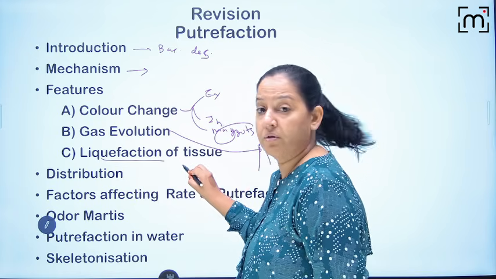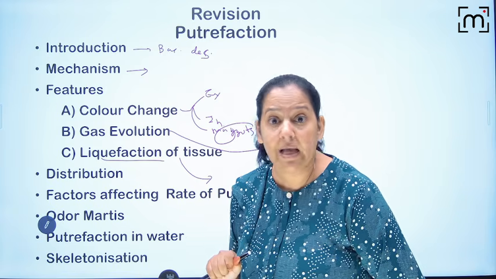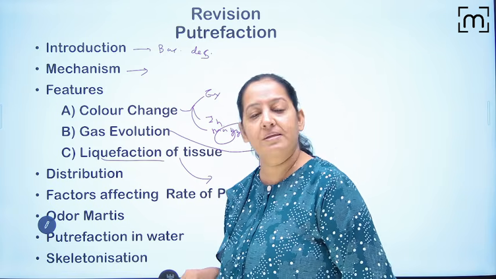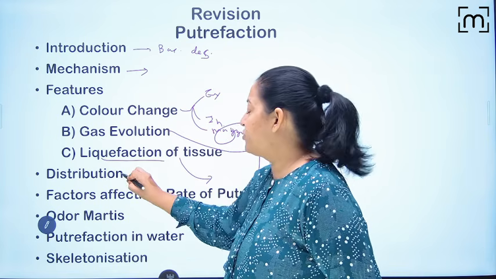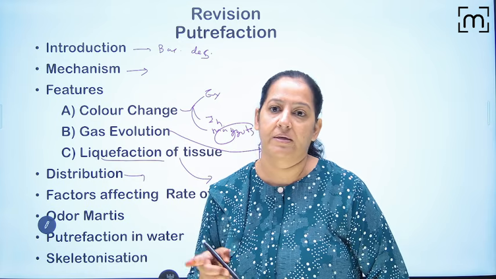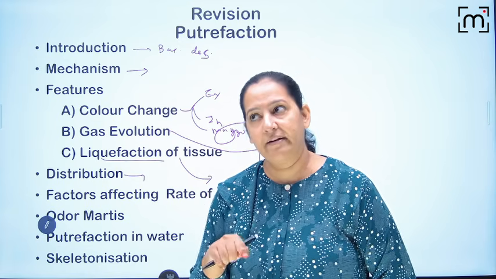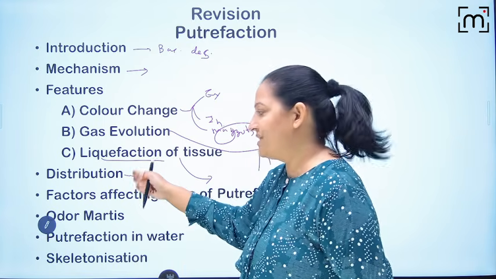Liquefaction, you know the reason for liquefaction. It's colliquative necrosis. Out of the five types of necrosis, liquefactive or colliquative necrosis is responsible for liquefaction, and all the things get liquefied one by one. Okay, distribution: you know the distribution of external organs and internal organs. Externally first is the abdomen, and internally first is the larynx and trachea, and last is bones. If you wish, you can learn the complete sequence over here.